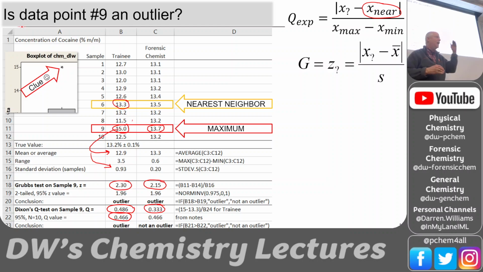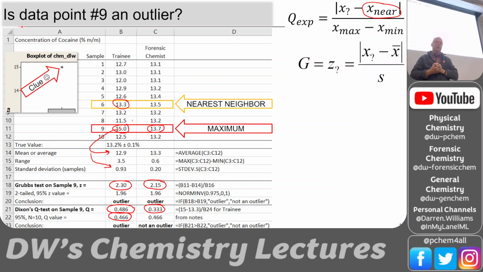That's just the next highest data point. Yeah, so if you looked at all the data points, the 15's up here, what's the nearest neighbor? So the very next one is the 13.3. And the same for the forensic chemist. I just did this to make it easier to display. It happens that the nearest neighbors are on the same row and the maximum's on the same row. But I did that just on purpose so it'd make it easier for me to show. But somewhere in there would be the next nearest neighbor, and you would pick that one.